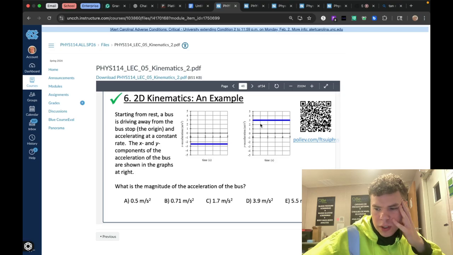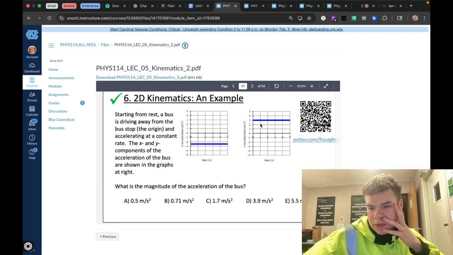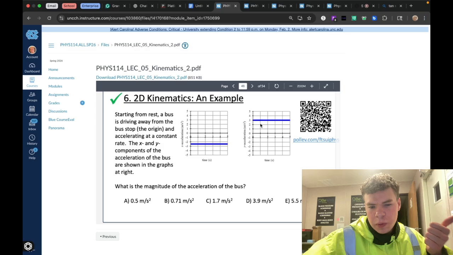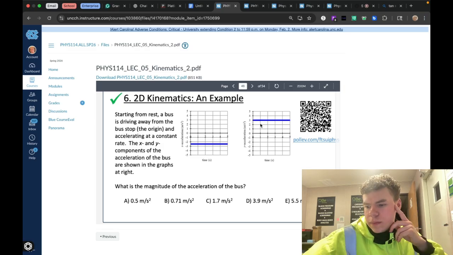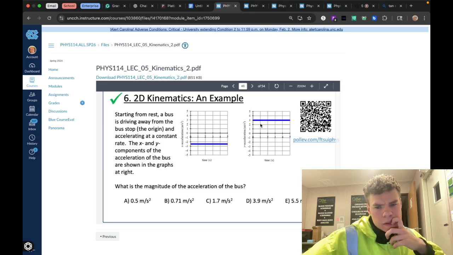How do you do this? This is a really good question, because if it was negative 3 and 3, it would just be positive, but it's not. Yeah, I don't really know what to do here. I'm kind of confused.